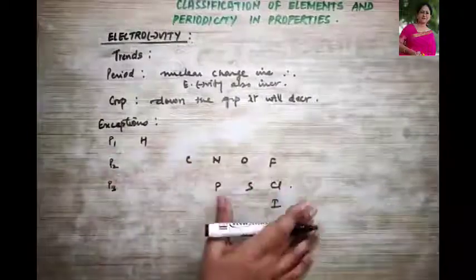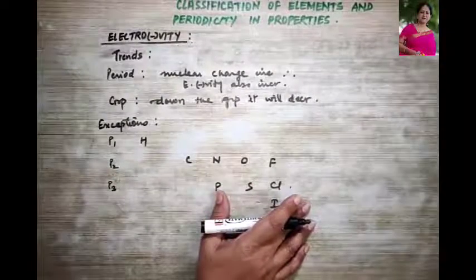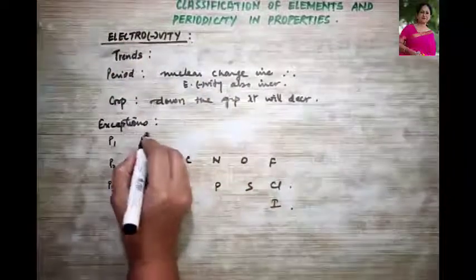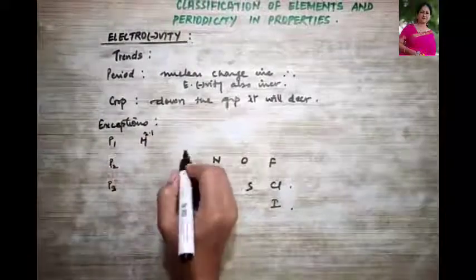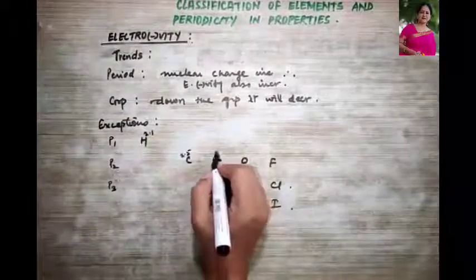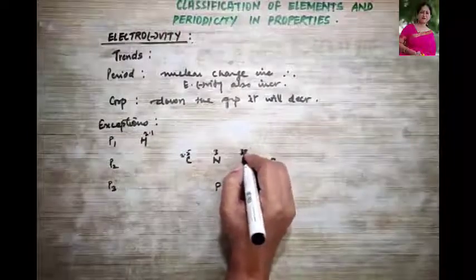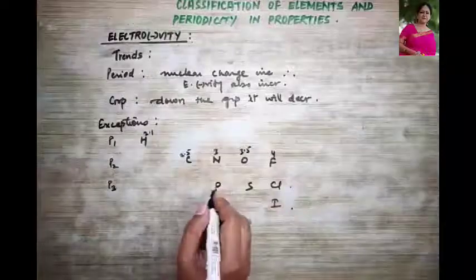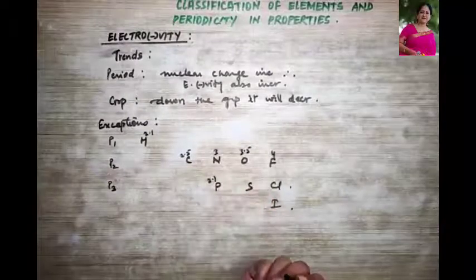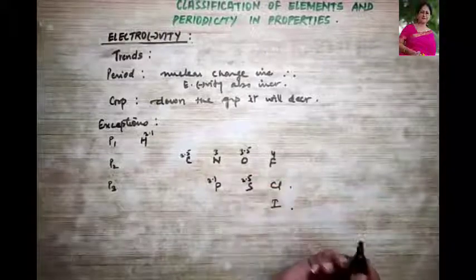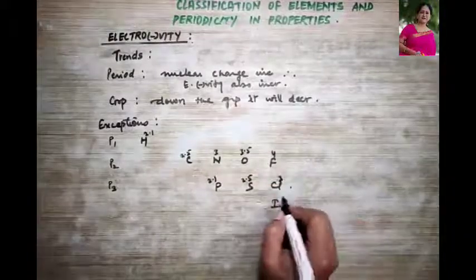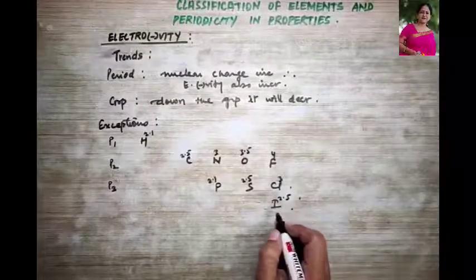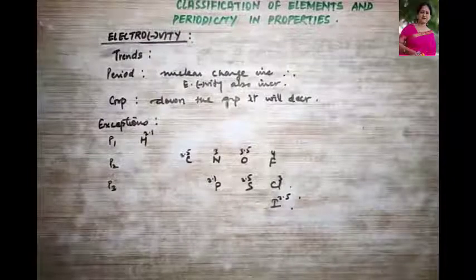So according to the Pauling scale, let me write down the value of the electronegativity over here. For hydrogen it is 2.1, for carbon it is 2.5, for nitrogen it is 3, for oxygen it is 3.5 and for fluorine it is 4. So what do you see over here? Let me finish this and then I'll ask you. Phosphorus is 2.1, sulfur is 2.5, chlorine is 3, iodine is 2.5. Okay. Fluorine, chlorine, bromine, I forgot in between. Let me write down bromine also.